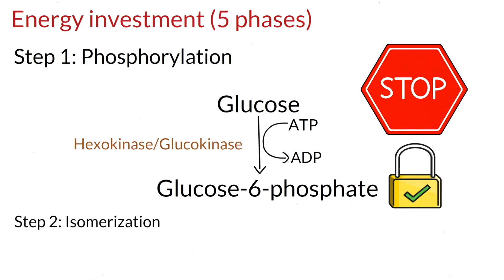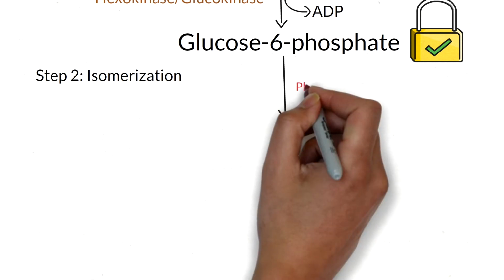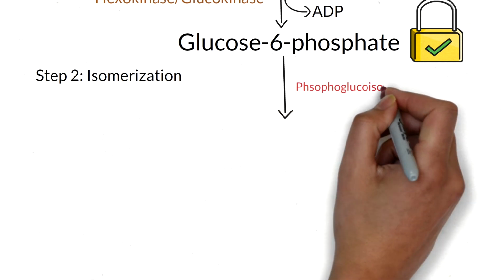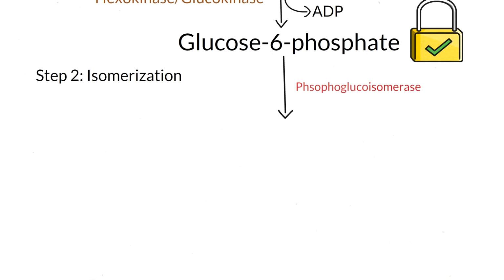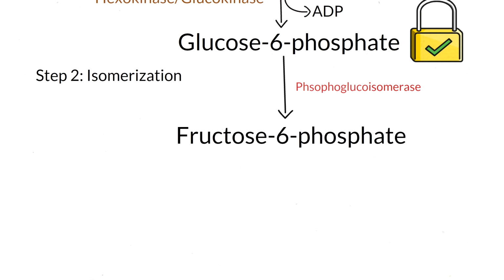Now let's move on to the second step of glycolysis, known as isomerization, which simply refers to the rearrangement of the glucose molecule structure. Here the process is catalyzed by phosphoglucoisomerase, which converts glucose into a fructose molecule, which is why fructose 6-phosphate is produced.